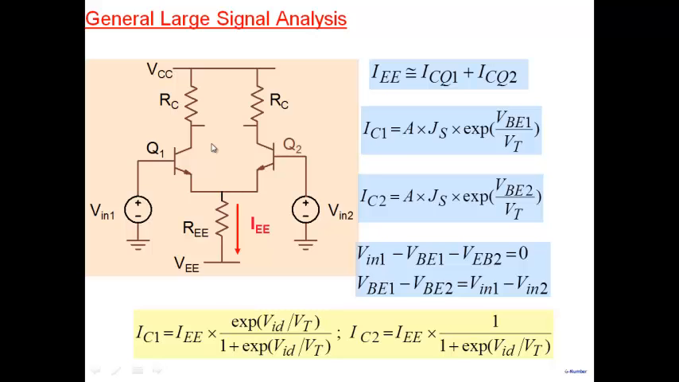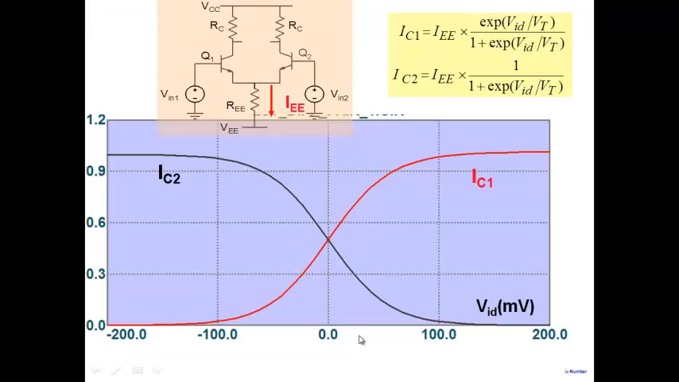Now there are several interesting things here based on these two. Okay, so I'm going to take these two expressions and plot them out as a function of VID here. VID is Vin1 minus Vin2. So note that when VID, and this is IC1 and this is IC2.